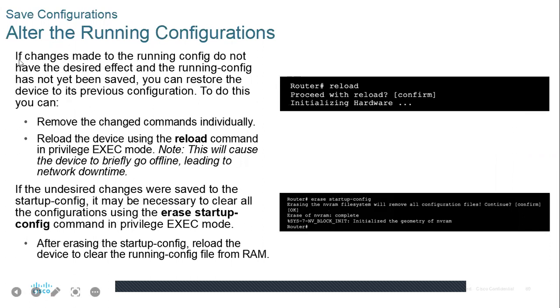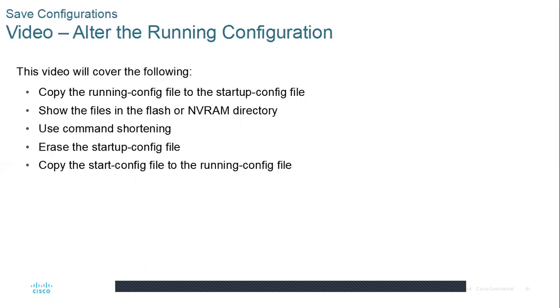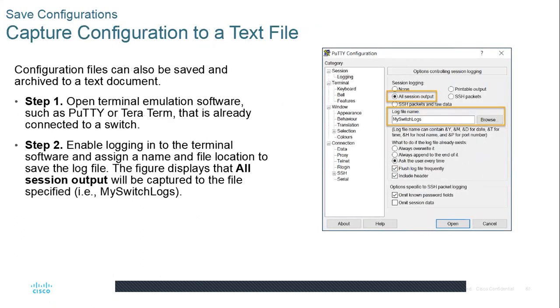So if changes made to the running config do not have the desired effect and the running config has not been saved, you can restore the device to the previous configuration. Later on, I'm going to publish something, either in the training group or maybe on YouTube, on how you could reset or reformat, especially if you are using a switch that has been used by somebody else and you want to erase everything and start from ground zero. I'll share documents and links on how to do that, either on the website, blog, or I'll do a video just for that. There's also a video here in your LMS on how to alter running configurations.